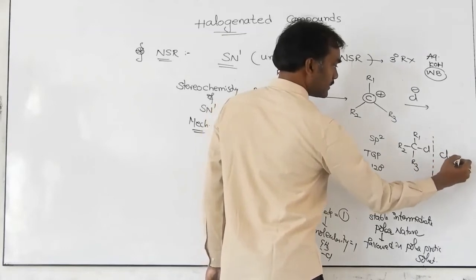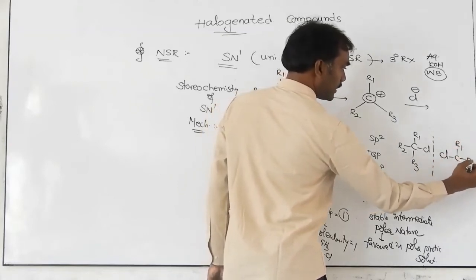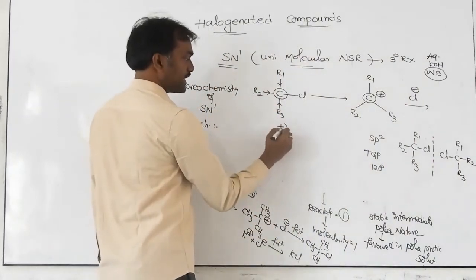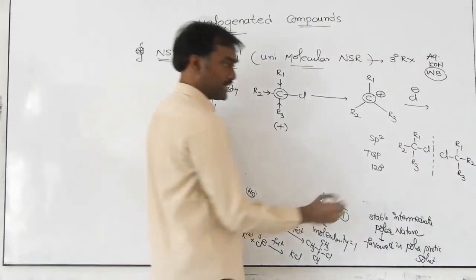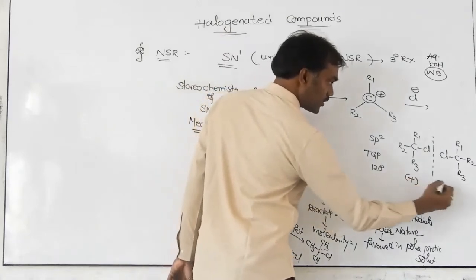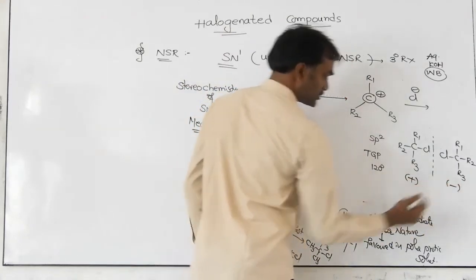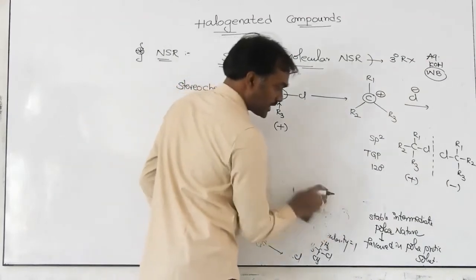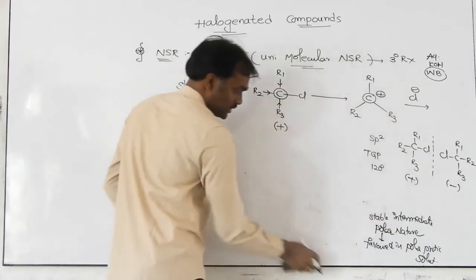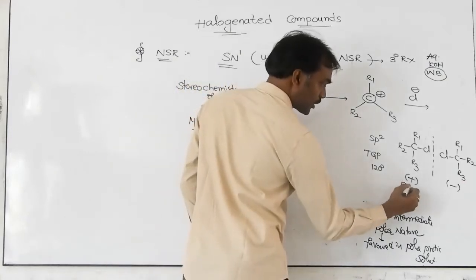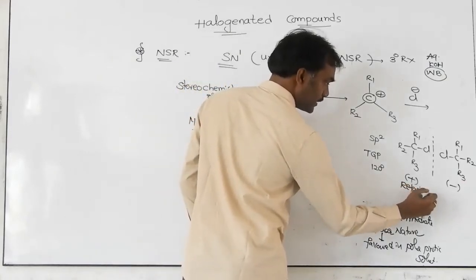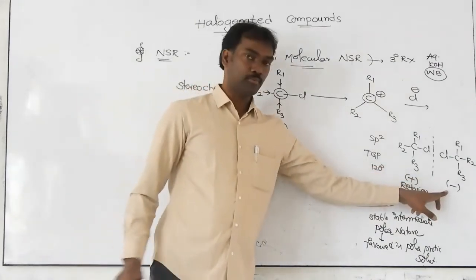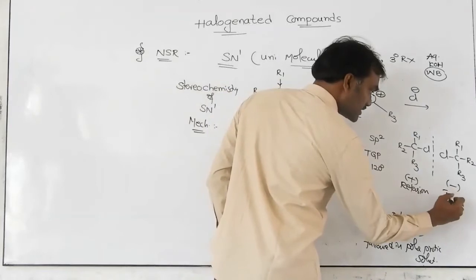Next, suppose that starting you take a dextrorotatory compound. You are getting a dextro compound and a levo compound also. Positive you took, positive only coming, so that is called the retention product. Next, you took a dextro compound and a levo compound comes, so that is called the inversion product.